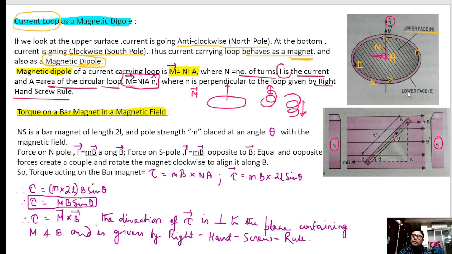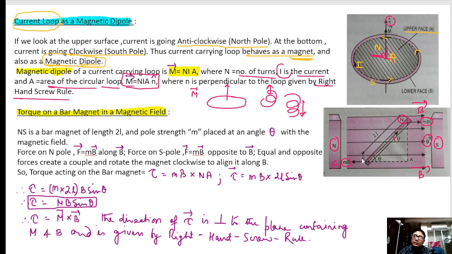The north pole of the magnet, and this is the magnetic field, north to south. If I put it at an angle theta, the north pole will try to act along the field with a force MB, and the south pole will get attracted in the opposite direction with a force MB.